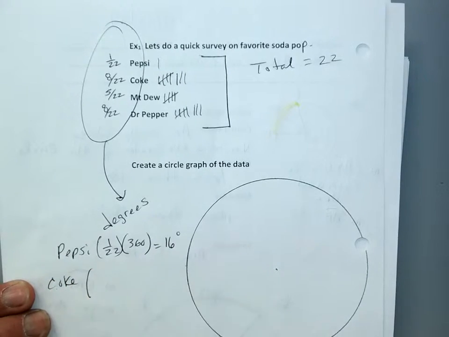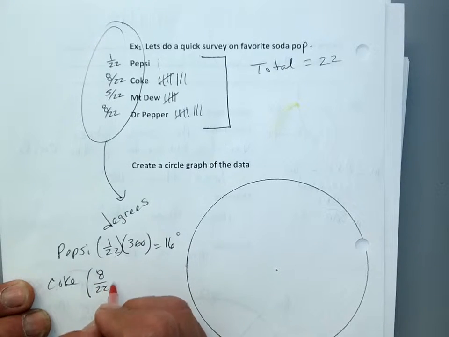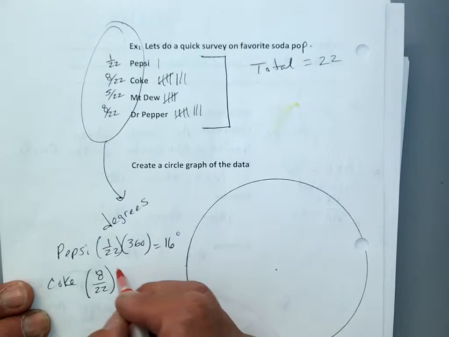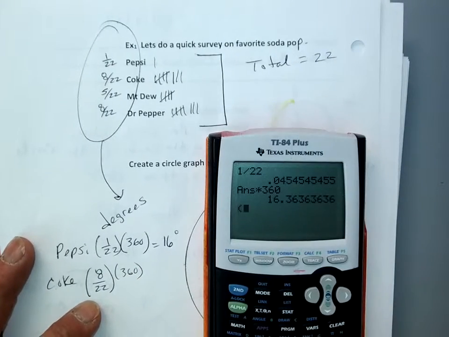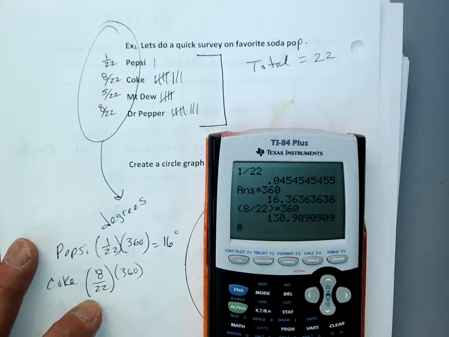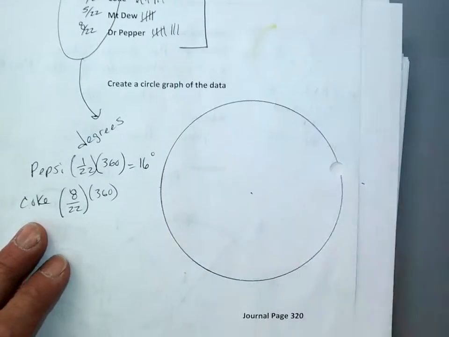I'm going to take my Coke. Same thing. What fraction of the people like Coke? Well, 8 out of 22 people like Coke. And out of 360 degrees, I'm just going to use my calculator. What is 8 divided by 22 times 360? I get an angle of about 131 degrees.